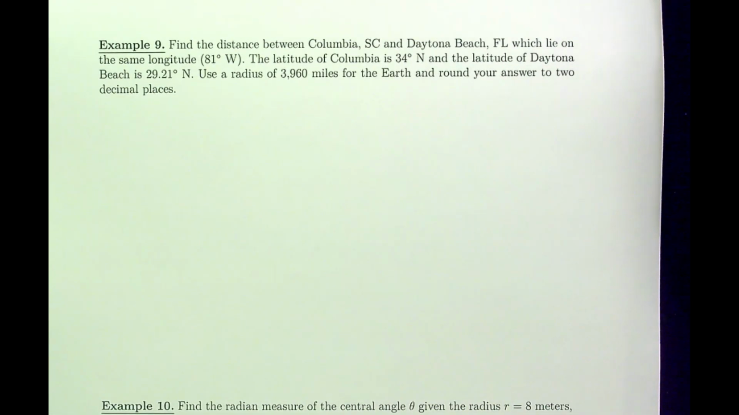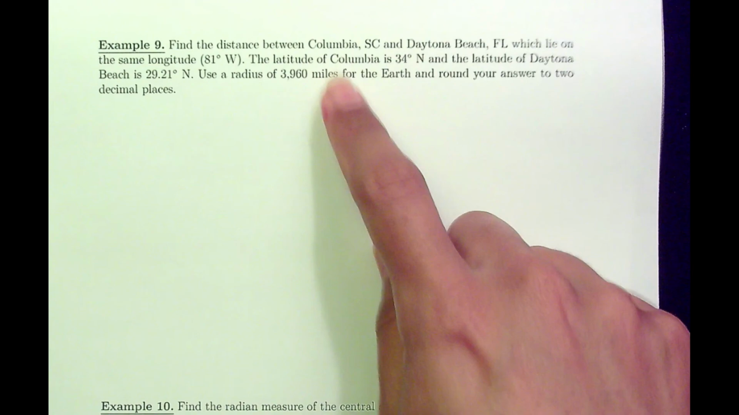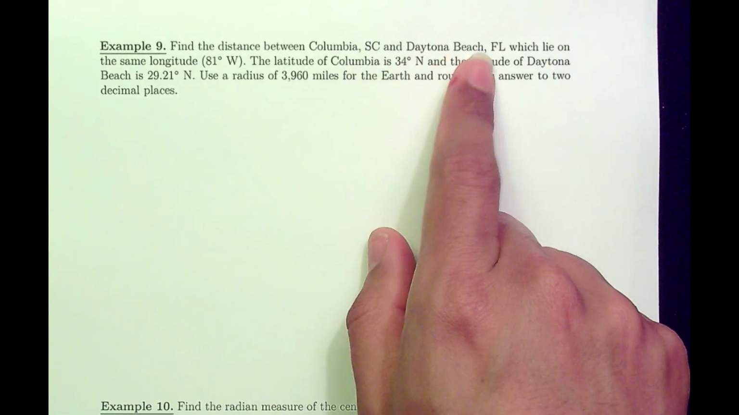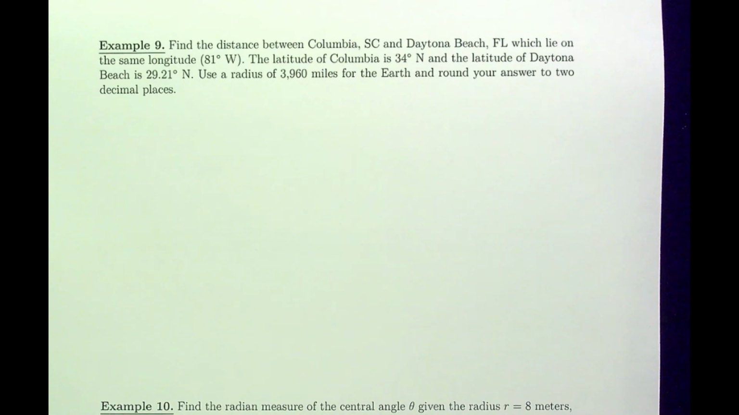It says, suppose that you know the coordinates of these 2 cities. So these 2 cities, Columbia, South Carolina, and Daytona Beach, Florida, happen to be on the same longitude, which is 81 degrees west. The latitude of Columbia is 34 degrees north, and the latitude of Daytona Beach is 29.21 degrees north. Using the radius of the Earth to be 3,960 miles, let's figure out the distance between these 2 cities.